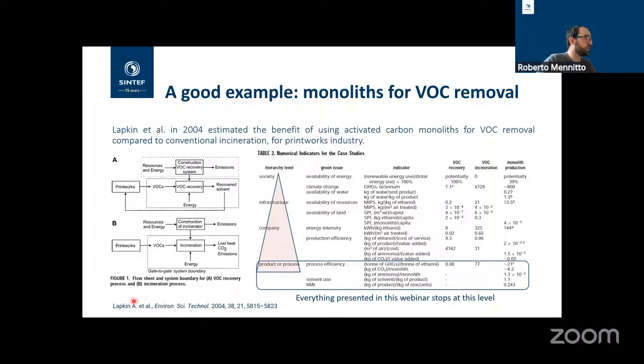There is a very nice paper from Lapkin in 2004 where they investigate the possibility of using an activated carbon monolith for VOC removal in printworks industry compared to the conventional incineration of them.